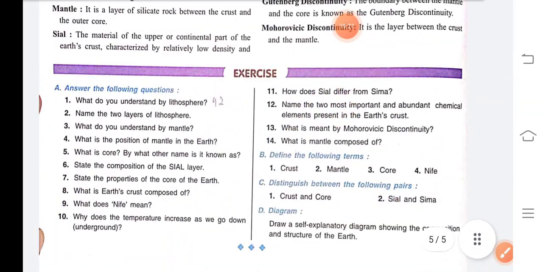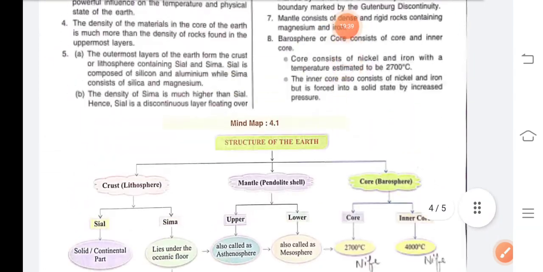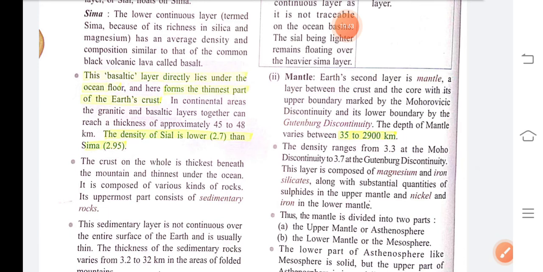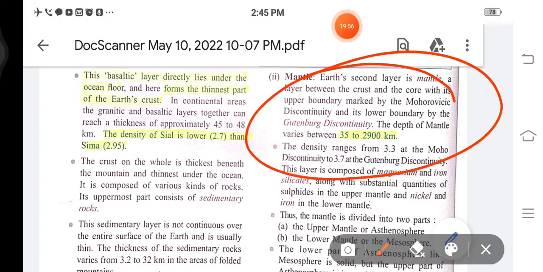The next part, name the two layers of lithosphere. We know what the two layers of lithosphere are: Sial and Sima. What do you understand by mantle? Mantle is a middle layer, between the crust and the core. The upper boundary is marked by Moho discontinuity, and the lower is marked by Gutenberg discontinuity. The depth of mantle is between 35 to 2900 kilometers. So this part you can write.